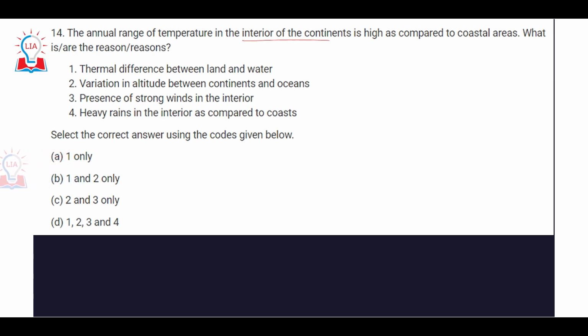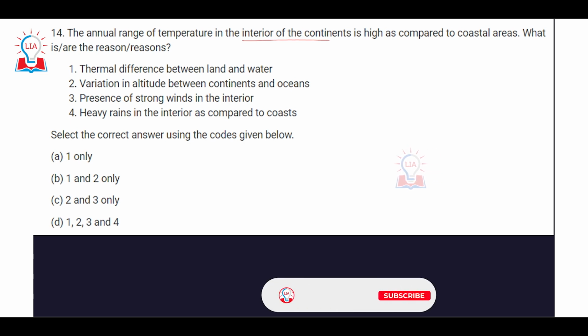So basically it is asking, for example, in case of India, if we try to understand this question, we have Delhi, which is situated in the interior of the continent, and Mumbai, which is situated in the coastal areas. So obviously if you look at the annual range of temperature, that means the minimum temperature in the month of January and the maximum temperature in the month of July, that is what is called ATR, or annual temperature range.